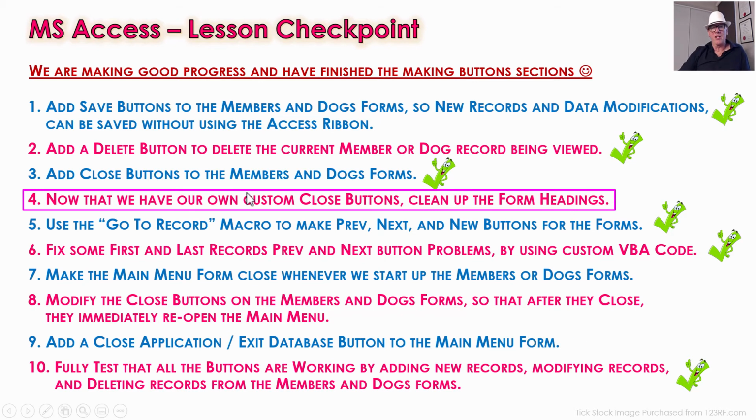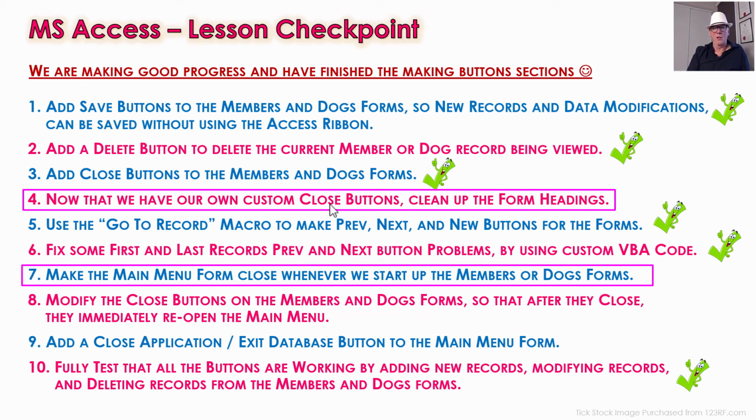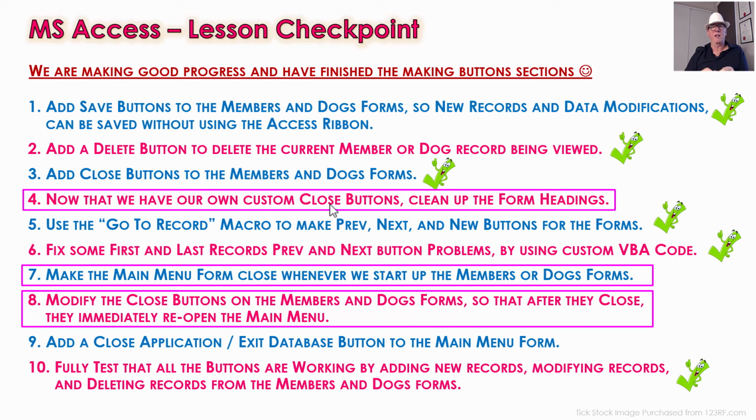No, this is what we need to do next. We're going to get rid of that little X because we've got our own close button. We're going to make the main menu form close whenever we start up the members or dogs forms. So we're now going to do the things so that only one form displays at a time, like we saw when we demonstrated this at the start, and it's not all cluttered up. So what we need to do with those close buttons, they're working fine closing down the members and dogs form, but we need to also add a second action onto each button so that it will reopen the menu form. All right, so we're going to do that. And last of all, we're going to add this exit database button, which saves all your work, closes down the Southern Dog Club, closes down Access, and takes you back to your Windows folders or whatever Windows screen you were on previously. So let's get into it.